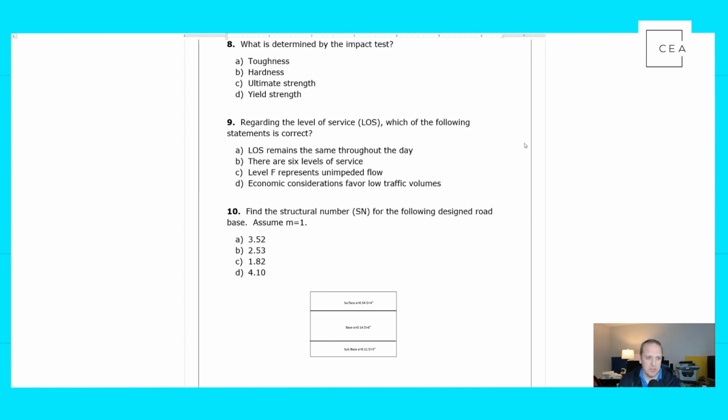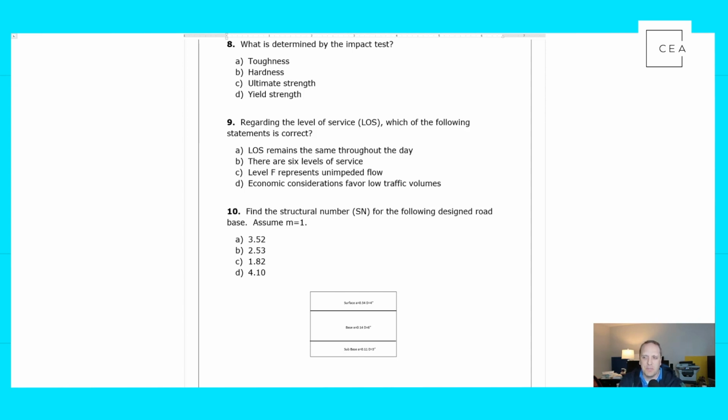Now, if you're studying from the SERM, you're going to be able to find some of this information. I have not dived into the new handbook to see if they have this information in there. So you'll have to figure that part out, but it could pop up when you're dealing with level of service when dealing with transportation. So the answers again are A, level of service remains the same throughout the day. B, there are 6 levels of service. C, level F represents unimpeded flow. And D, economic considerations favor low traffic volumes.